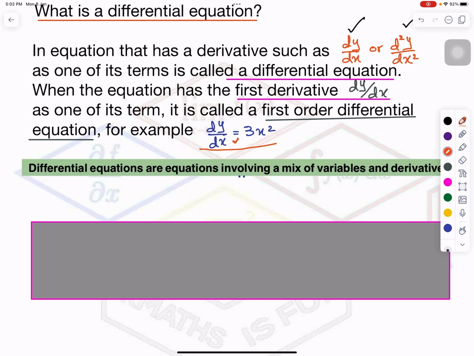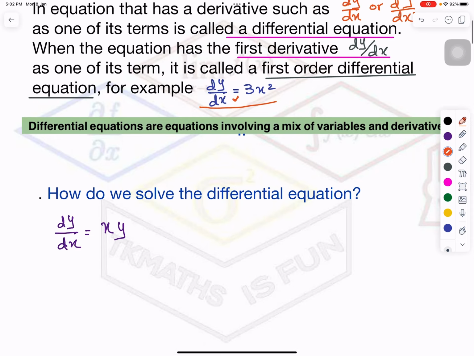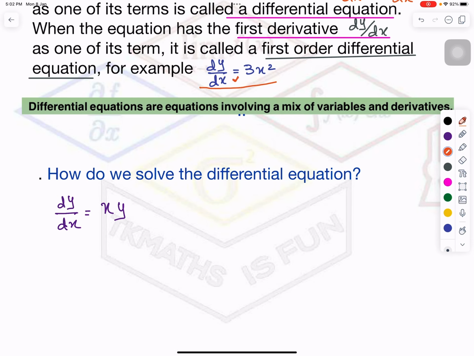Now the question is, how do we solve a differential equation? I have taken one example here. Before doing this, you need to understand one thing. When we talk about solving an equation, we get the answer in terms of a number. For example, I take here an equation.